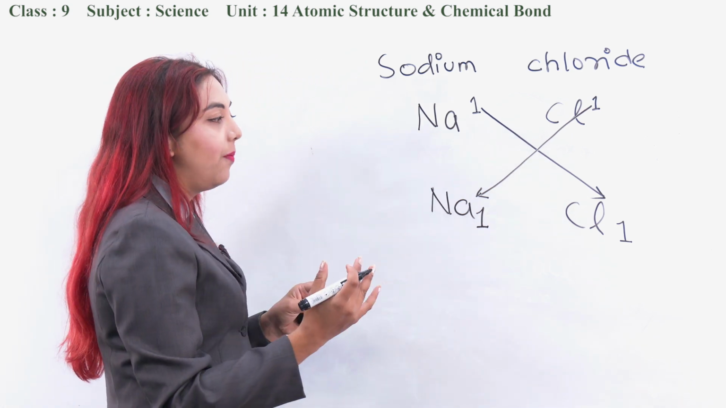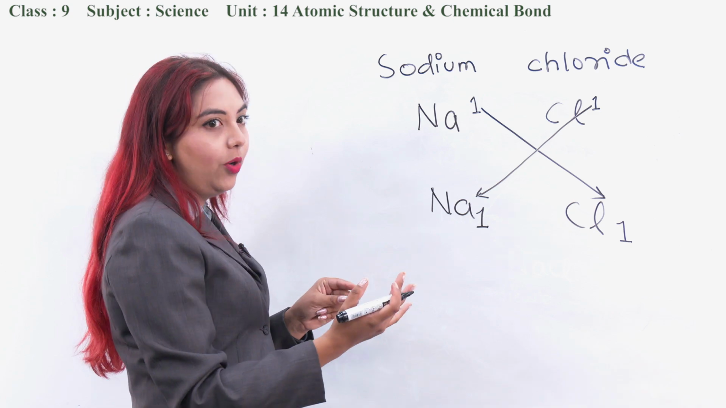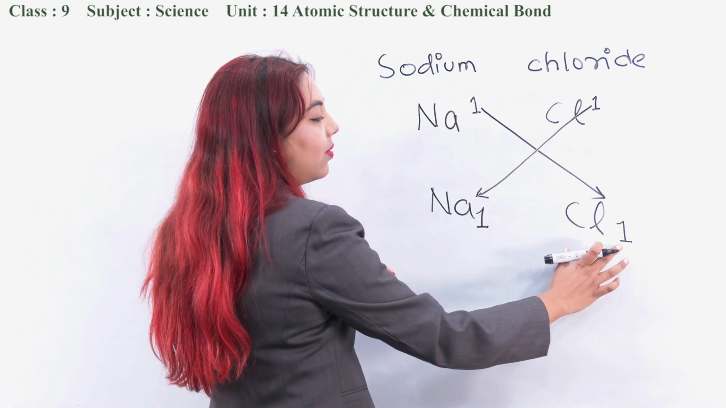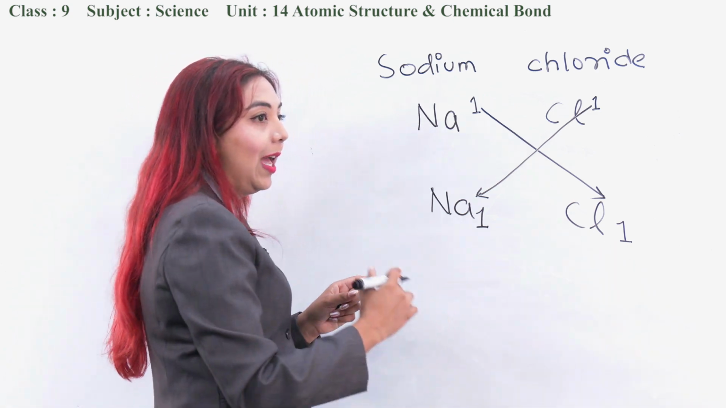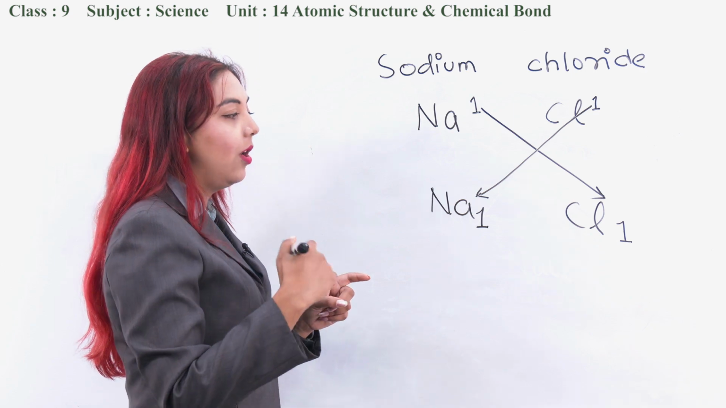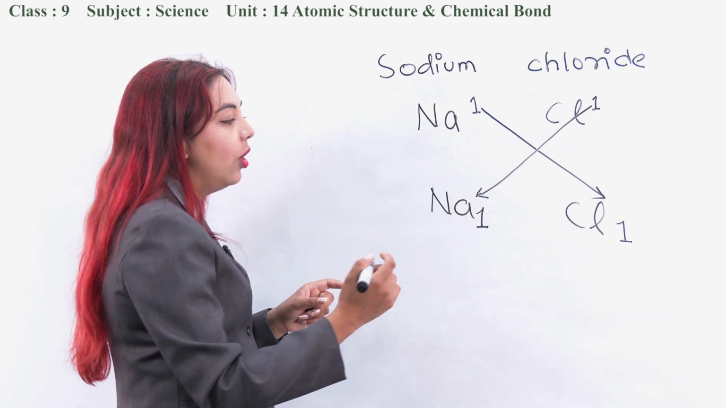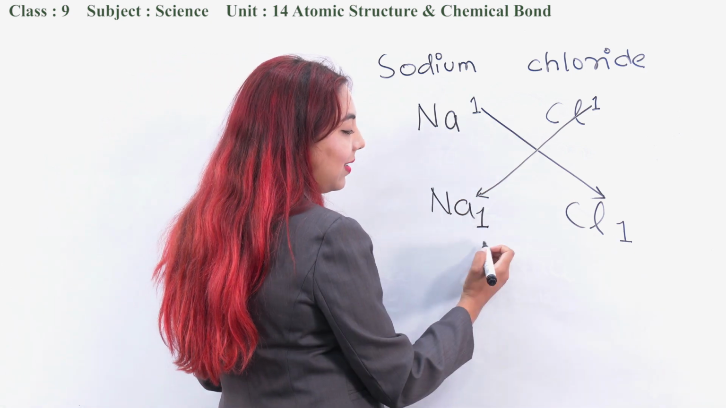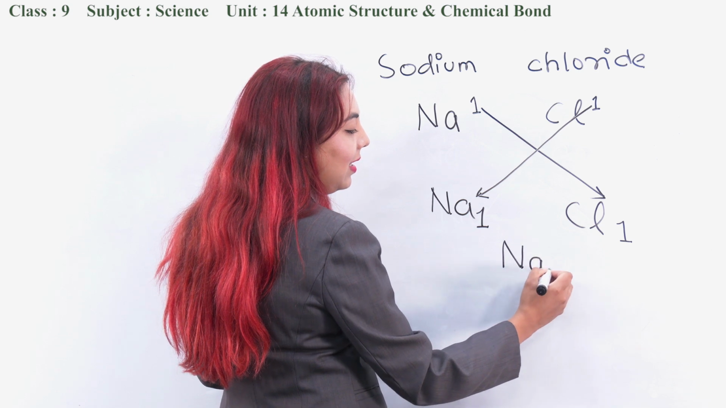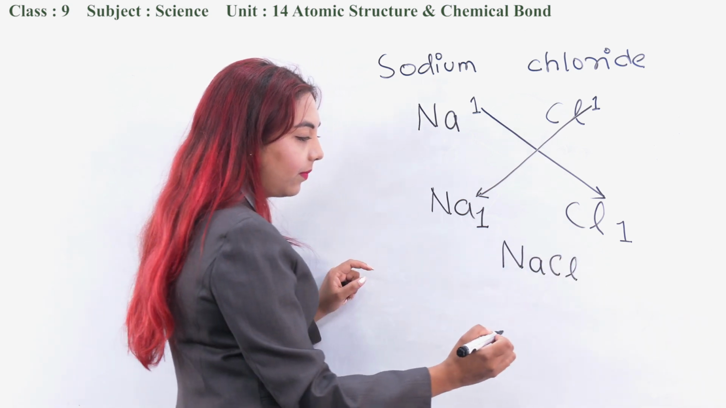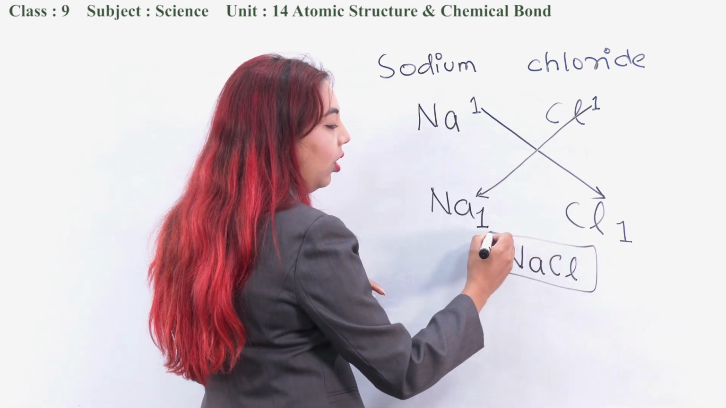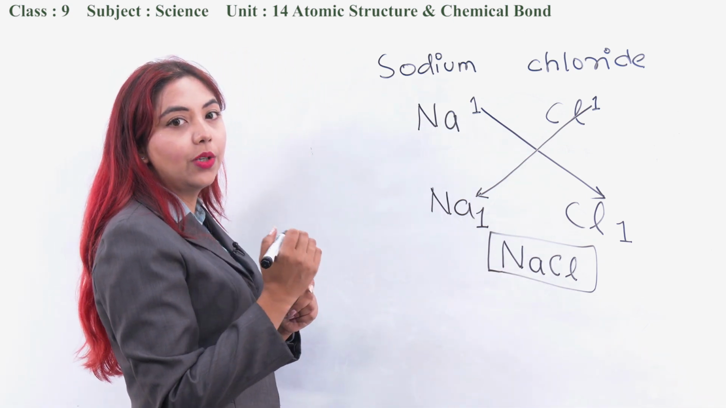And the final step is we should write the molecular formula. Now since these both have, first of all, the same valency, and on top of that it is 1, we can neglect this and simply write NaCl. Now this is the molecular formula of sodium chloride.